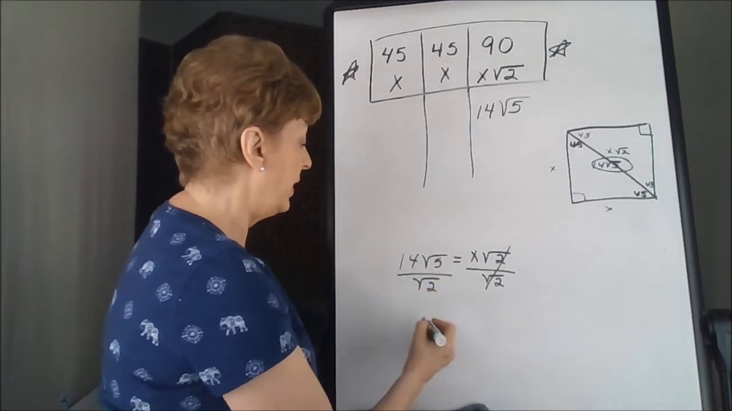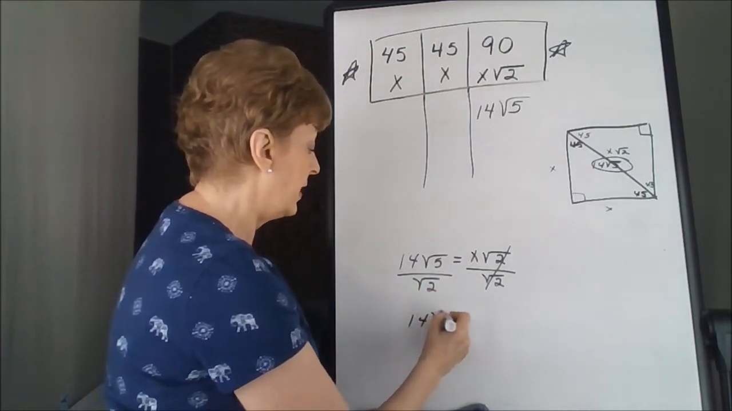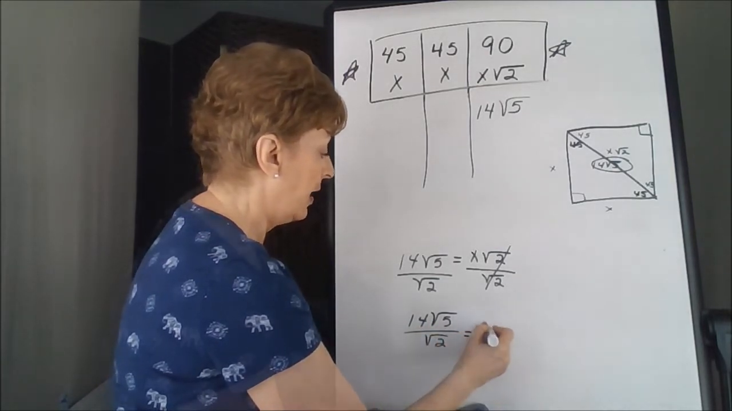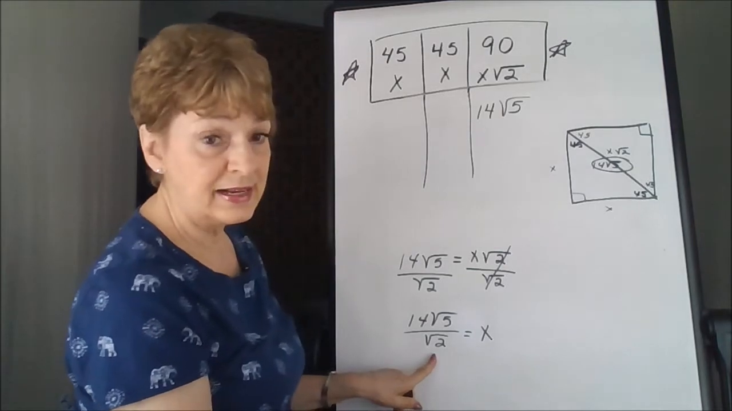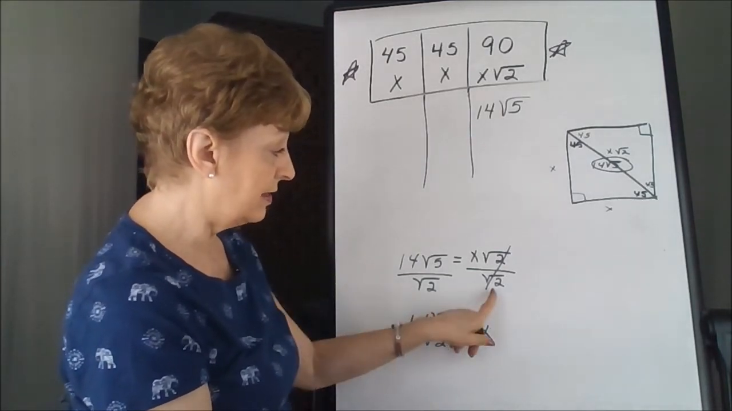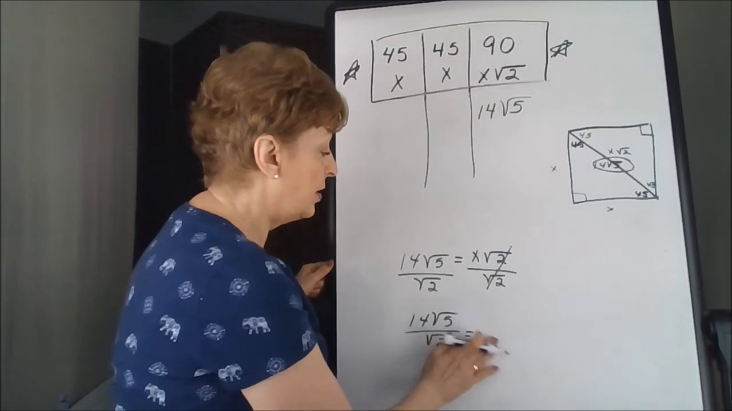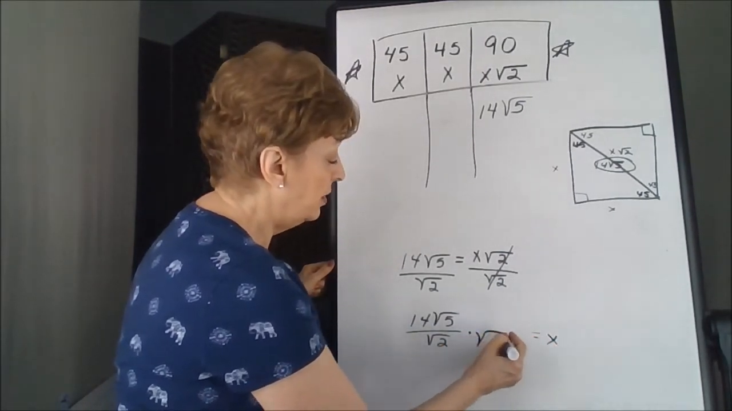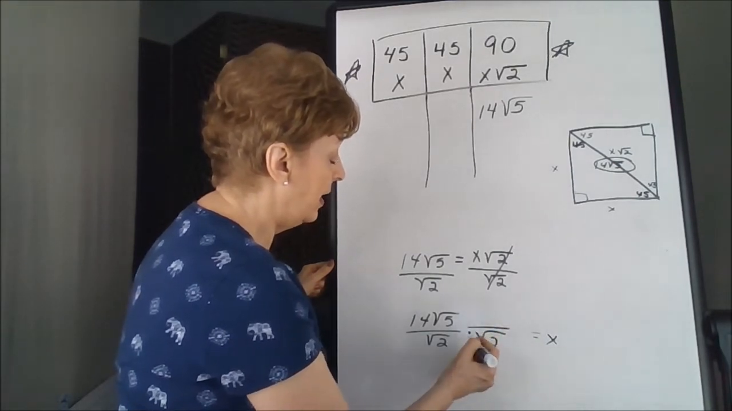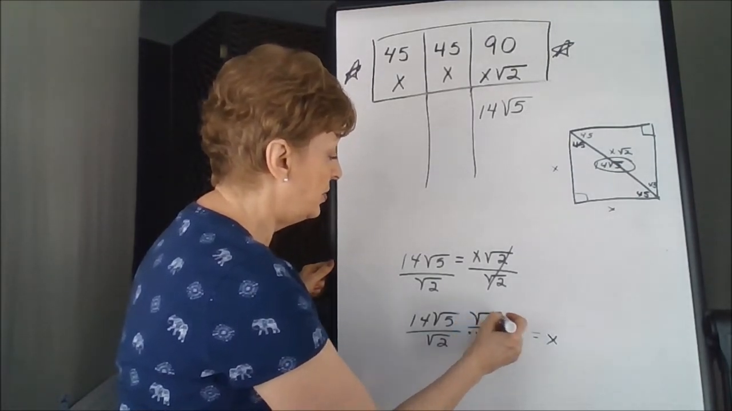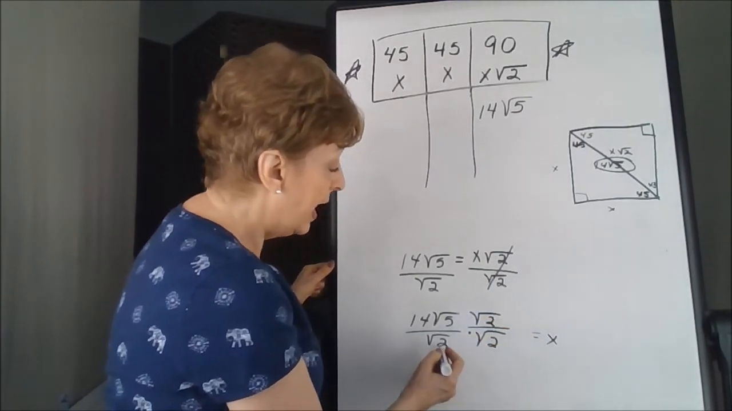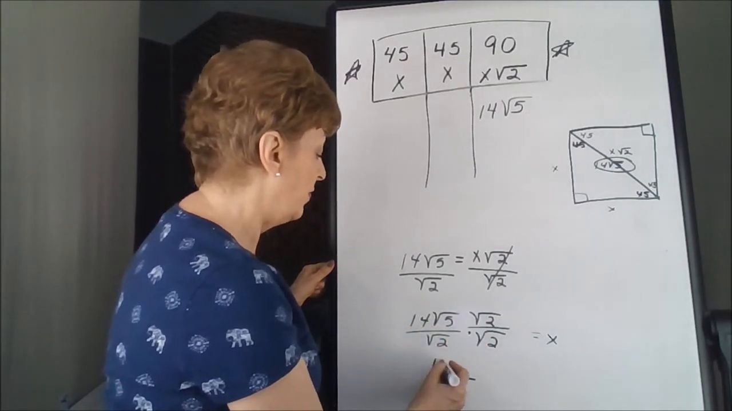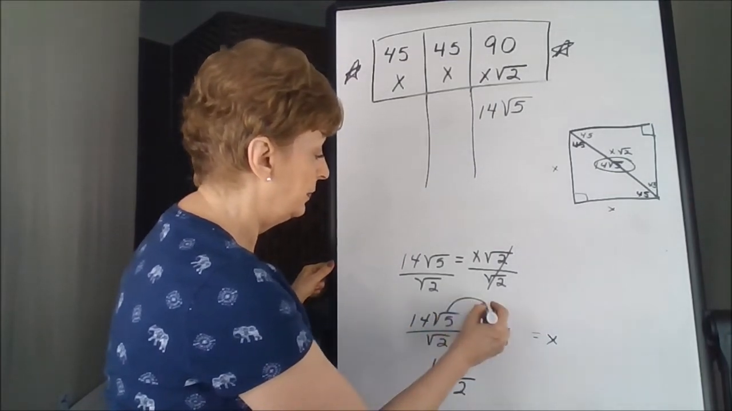All right, so now we have 14 radical 5 over radical 2 is equal to x. This radical 2 does not divide into the radical 5 as easily as, let's say, this one does. So we're going to have to get rid of this in a different way. We're going to have to multiply by a radical 2, both top and bottom. Now this becomes 2. And the top is 14 radical 10.